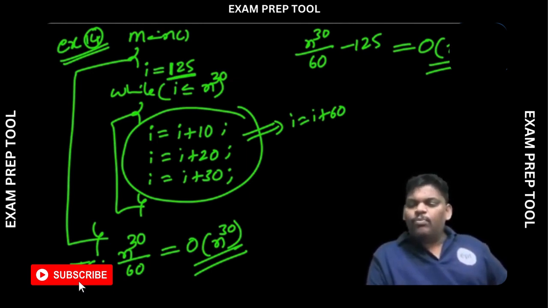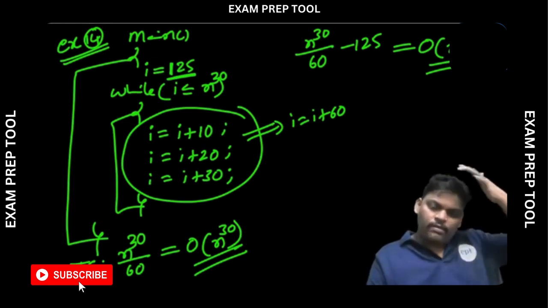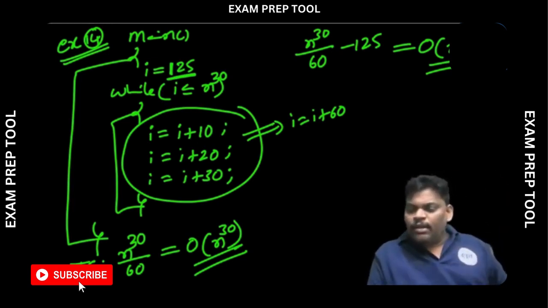Check if anyone has a small doubt. It is starting from 125. Okay, 1 to 125, some work is already done. No need to do it, so minus 125. It is n power 30. I hope everyone is fine. I think you are really okay.